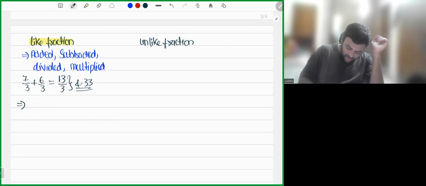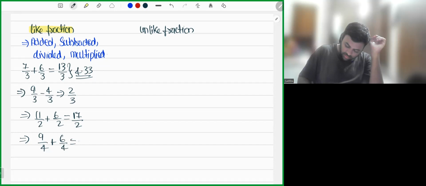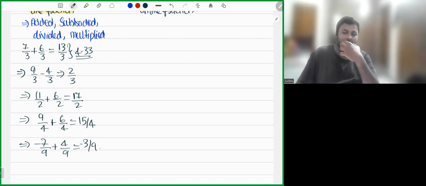I have 9 by 3 minus 4 by 3, which equals 2 by 3. I have 11 by 2 plus 6 by 2, which equals 17 by 2. Next, I have 9 by 4 plus 6 by 4, which equals 15 by 4. I have minus 7 by 9 plus 4 by 9, which equals minus 3 by 9. So addition and subtraction can directly be performed for like fractions.